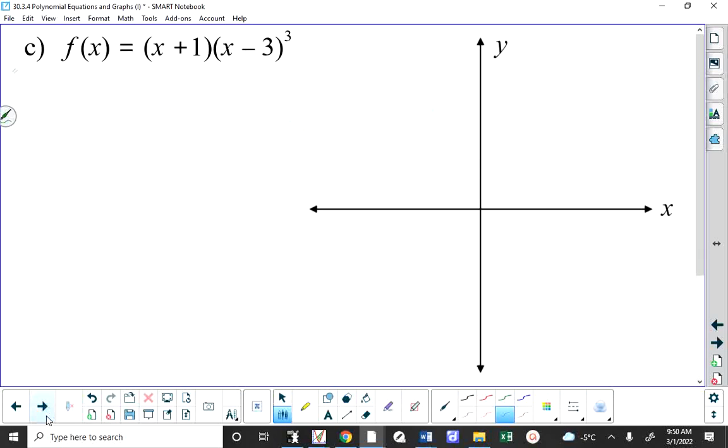All right, what about if we have an exponent of 3? Well, again, let's take a minute and write out what the x-intercepts will be here. The x-intercepts will be the zeros of the factors, because when a factor is 0, you get 0 for y, and that's an x-intercept. So we will have an x-intercept at -1, and we will have an x-intercept at +3.